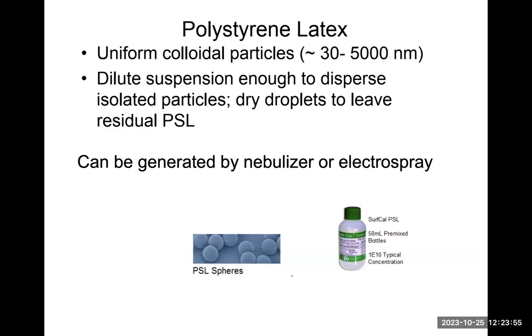So what we do is that we can dilute this PSL solution enough so that they form a very dilute liquid, and then we can further disperse them through atomizer, nebulizer, or electrospray, and then these droplets will further dry to form a single PSL sphere in the droplet, and then we can further measure their sizes. So they can get generated by nebulizers or electrosprays.